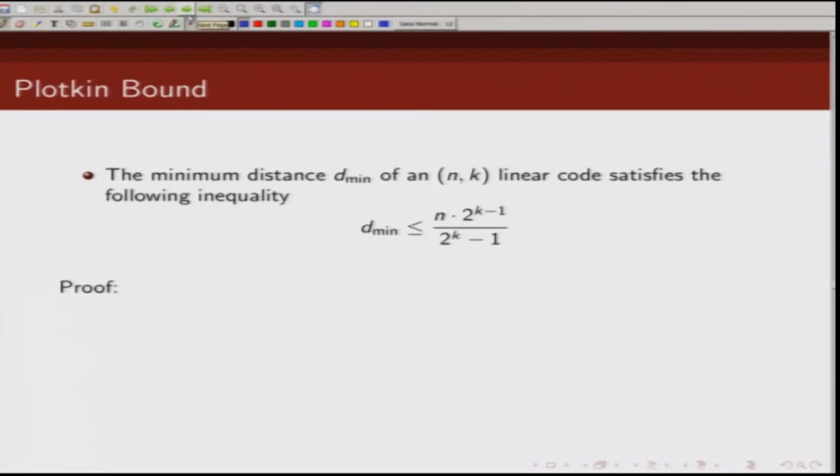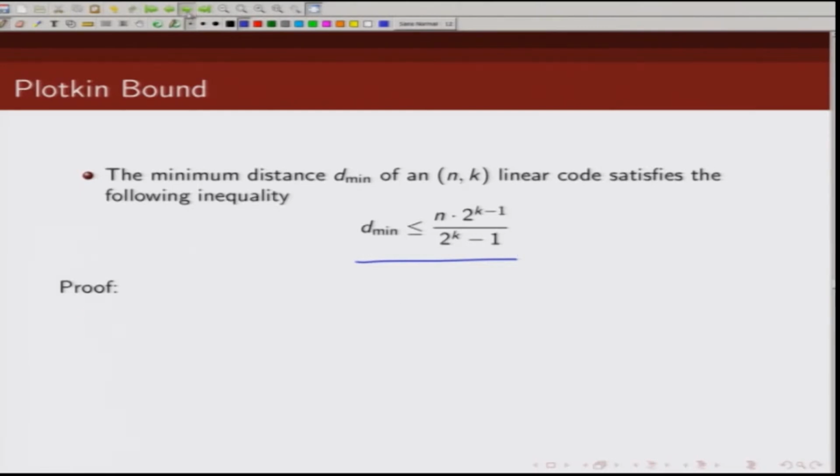The third bound that we are going to prove is what is known as the Plotkin bound. So, what does the Plotkin bound say? That the minimum distance of an (n, k) linear code satisfies this inequality. So, the minimum distance of the code is upper bounded by this quantity.